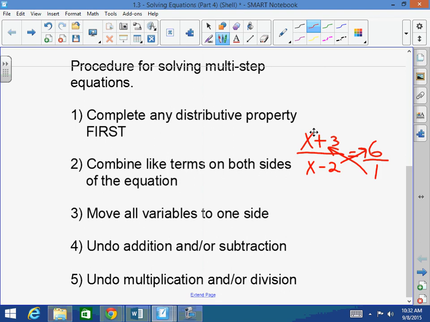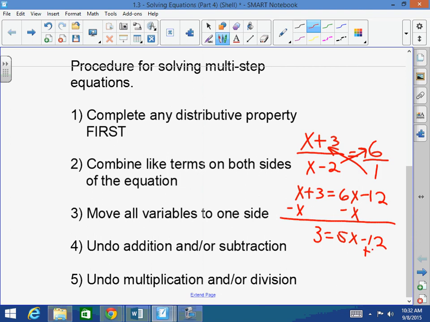Just like in our homework, right? And then this would become x plus 3 equals 6x minus 12. Then I'm going to subtract the x from both sides, combine, and get all the variables on one side. Then I've got 3 equals 5x minus 12. I got lucky with this. I did not expect this to be so pretty. And that's 15 equals 5x. I undid subtraction. And then I divide by 5. And x would equal 3, right?